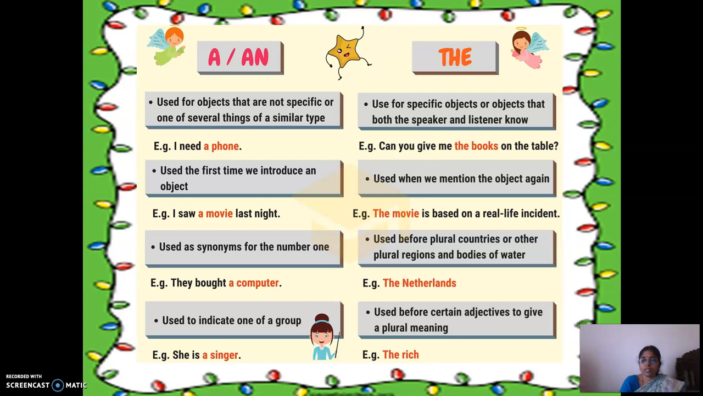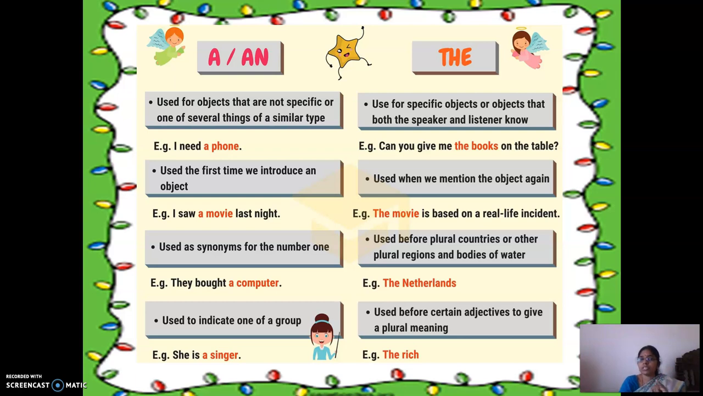The rich. That means the rich people will behave in a mannered way. Something like that. The rich represent plural meaning for certain adjective. Right. So rules for A and rules for the.